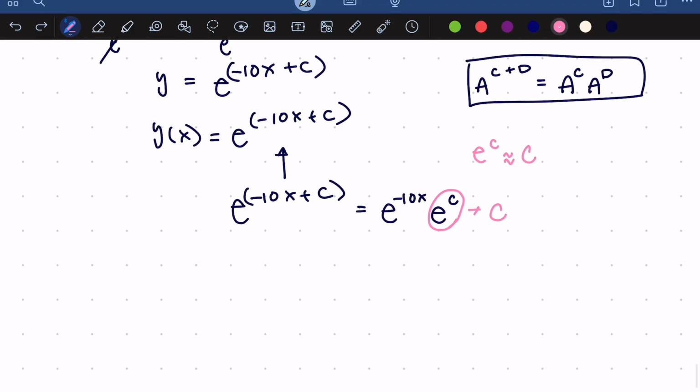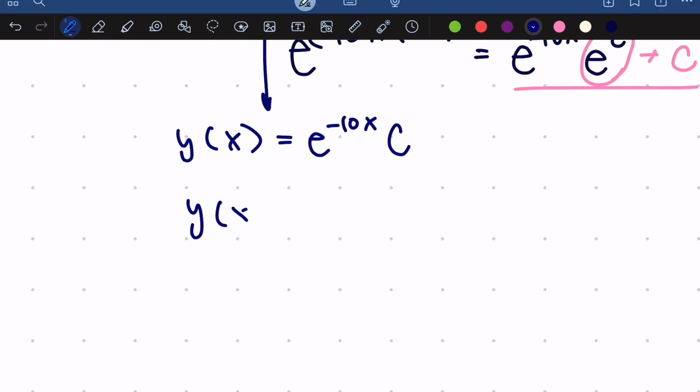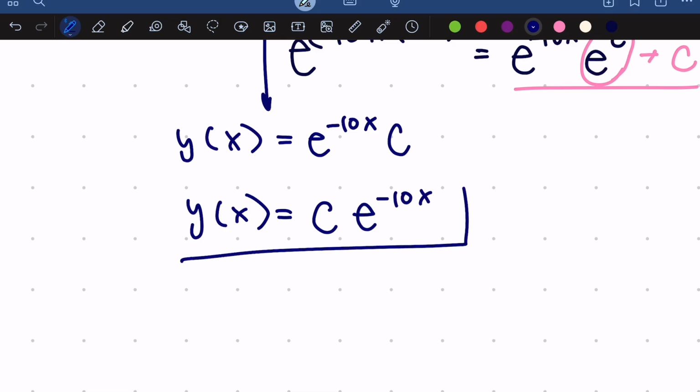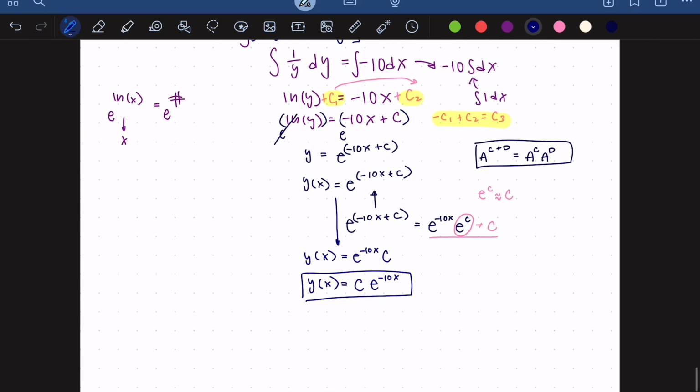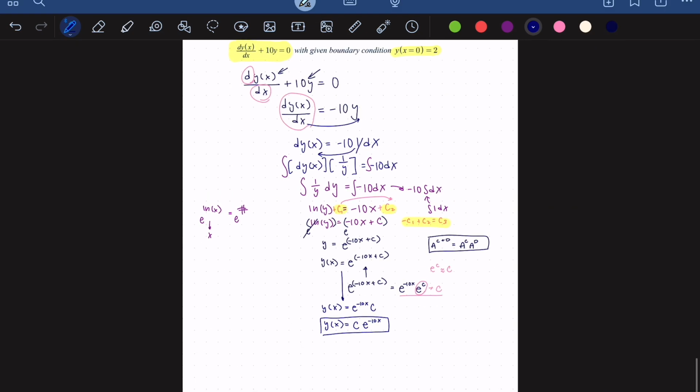So using this and replacing it back into our question, we get y of x equals e to the negative 10x times c. And the common way of writing this out would be putting the c first. So this looks very familiar to us, so we know that we're going in the correct direction. Oftentimes when solving engineering problems, similar things show up. So when you see something that looks a little familiar, you're probably going in the right direction.